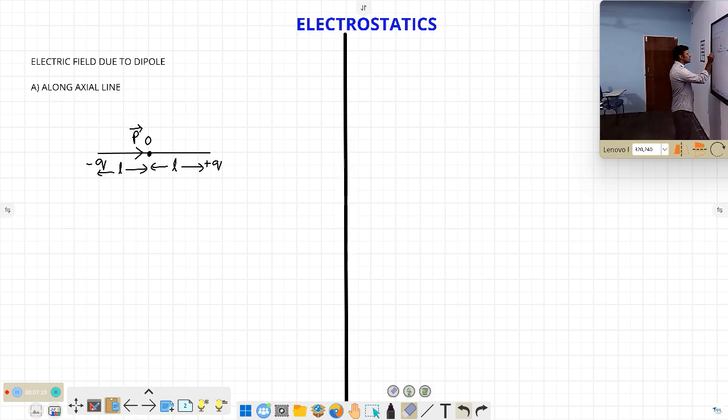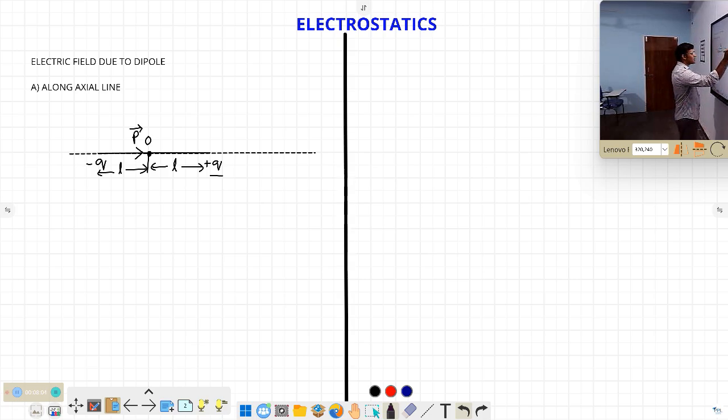So here I have taken two charges, minus q and plus q, separated by a small distance 2l, so each charge is at a distance of l from the center, on both sides, l and l. Now I am taking the axis of this dipole. This is the axis of the dipole, which passes through both charges. This is what we call the axial line, yes or no? The line which you take along the axis of the dipole is called the axial line.